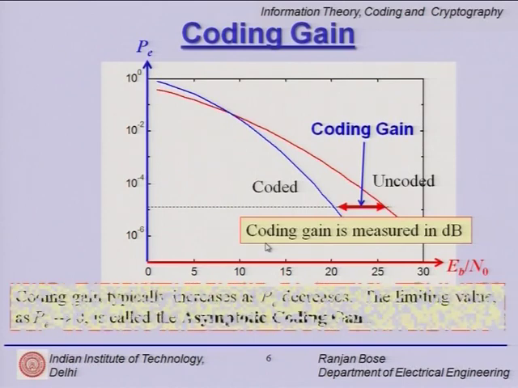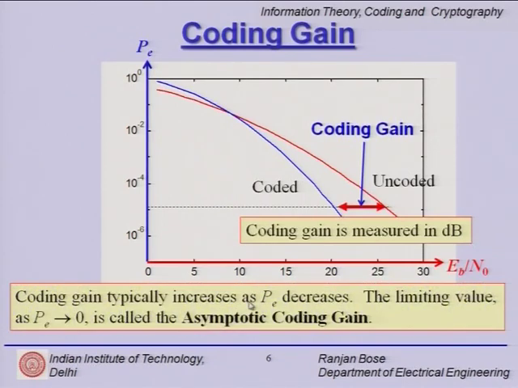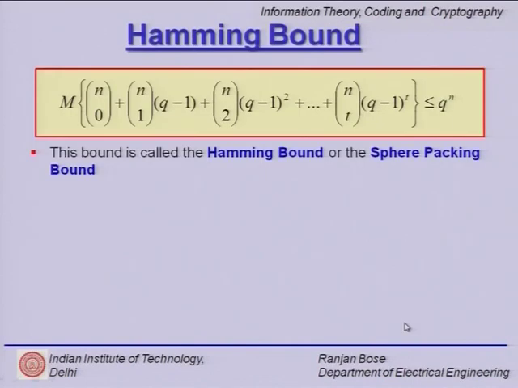Coding gain is measured in dB, and typically it increases as Pe decreases. The limiting value as Pe tends to 0 is called the asymptotic coding gain, that is the theoretical upper limit.